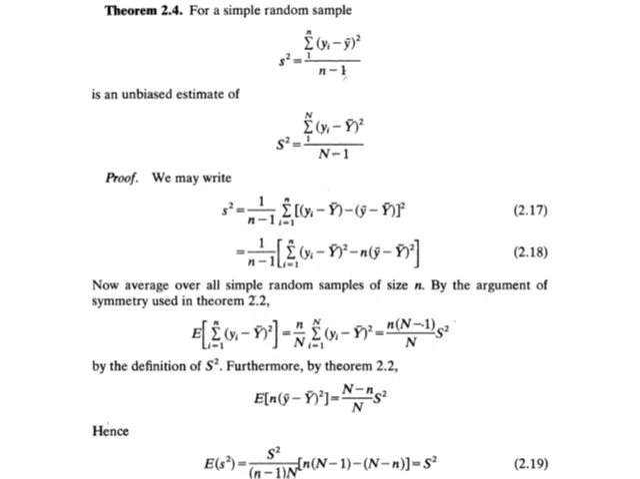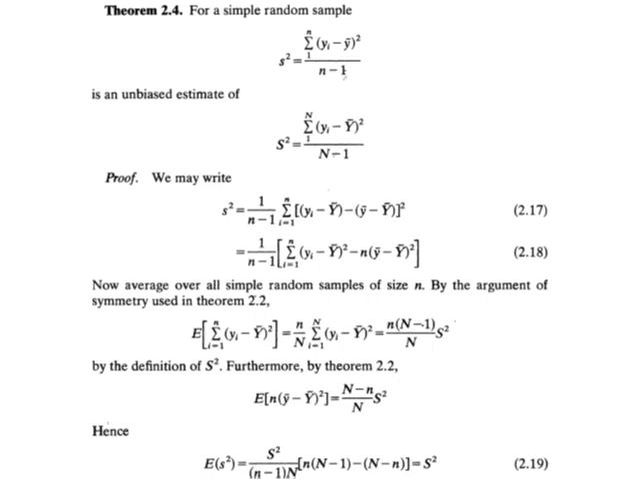Theorem 2.4. For a simple random sample, the variance s small square equal to the summation of (yi minus y bar) all squared over n minus 1 is an unbiased estimate of capital S square equal to the summation of (yi minus capital Y bar) squared over capital N minus 1. We can prove that by the following steps.